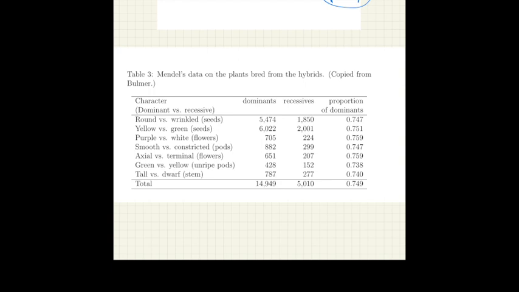characteristics of plants, like shape, round or wrinkled, or other colors of seeds, yellow or green, flower, purple and white we just seen, and smooth and constricted pods, axial and terminal flowers, or I don't know what this means, and green or yellow unripe pods, tall versus dwarf stem. So these are all traits observed in his garden. And these are dominants, these are recessives, and he counted the numbers in the second generation.